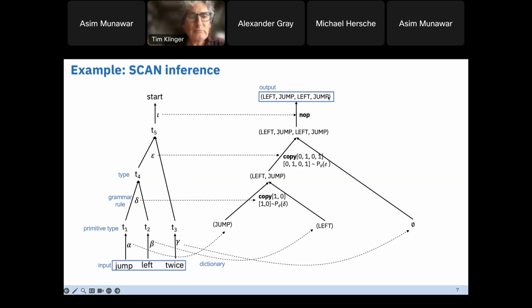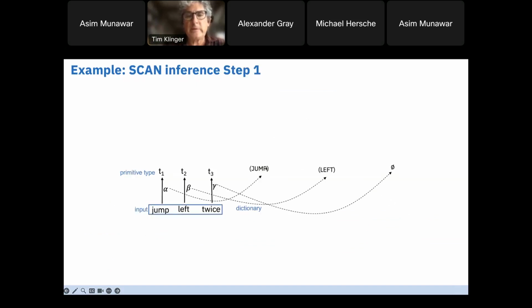So initially you have a dictionary mapping. Each input term, jump, left, and twice, to its corresponding term in the output. So jump just gets mapped to capital jump, left gets mapped to capital left, and twice actually gets mapped to nothing, the empty list, and I'll explain where the semantics for twice come in. But this is to provide the input to the semantic function that we're going to construct in the next two rounds. So in the case of SCAN, we're learning this dictionary. In the case of COGS, which is the other data set that I'm going to talk about, we're providing it, but we think we could learn it as well.